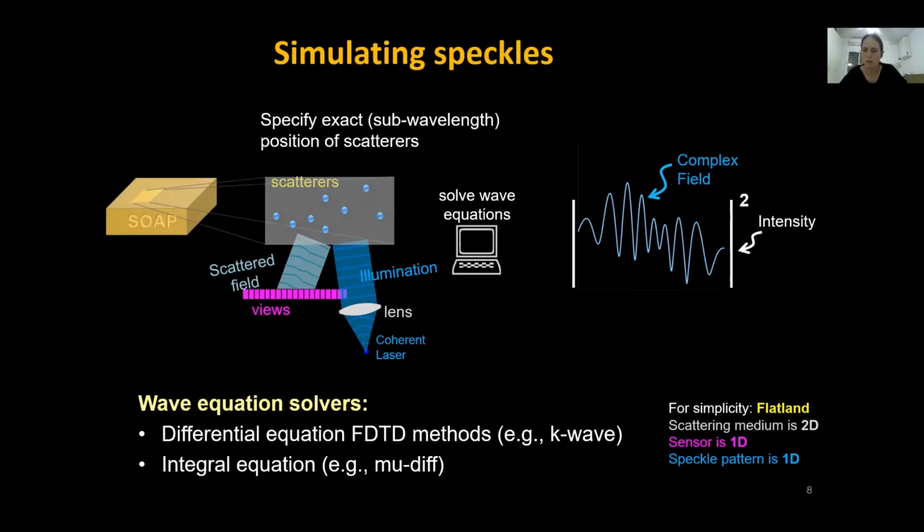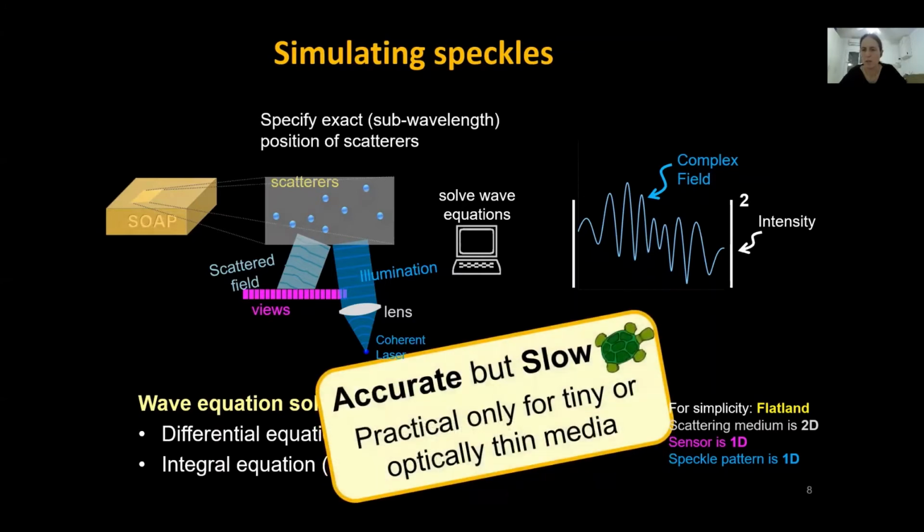So these exact wave solvers are very accurate, but the problem is that they're also very slow, and in practice, they're tractable only for tiny volumes. And another issue is that this approach requires that we specify the exact position of the scattering particles, and in most cases, we do not have access to this kind of microscopic information, and also often we do not care. We prefer to describe materials in terms of their statistical properties, such as the density of the scattering particles, the type of the particles, and so on.